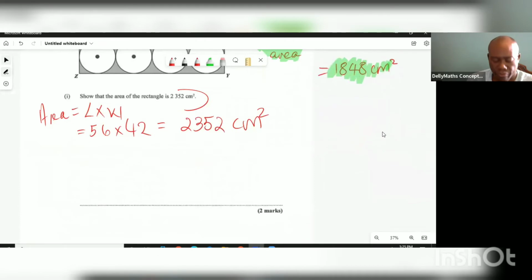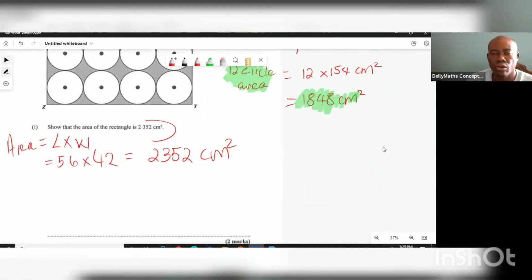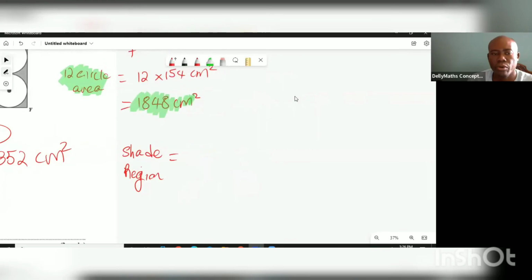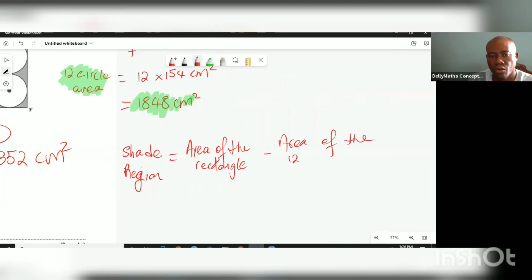All right. So all we have to do right now is to say, all right, the shaded region is equal to, by principle, we're referring to the area of the rectangle minus the area of the 12 circles, which is 2,352 minus 1,848.